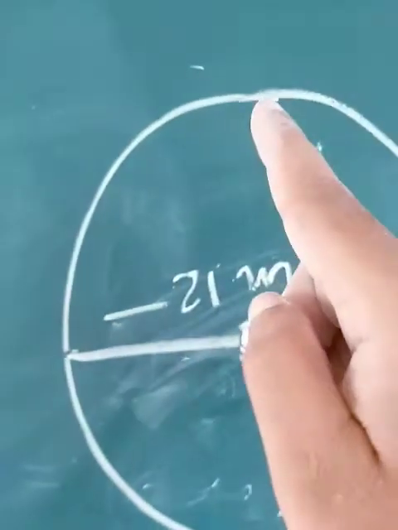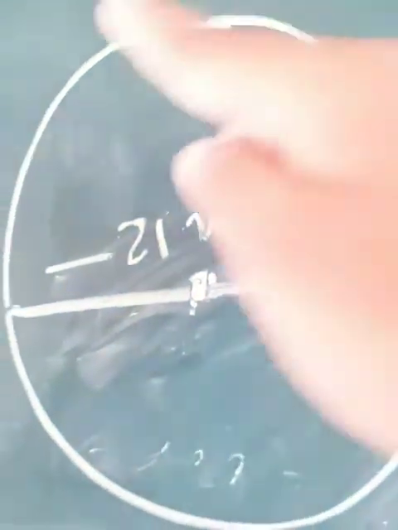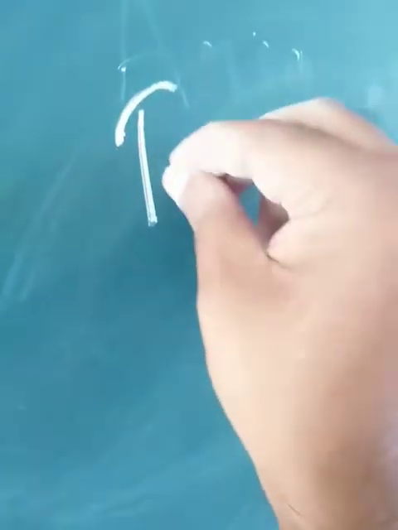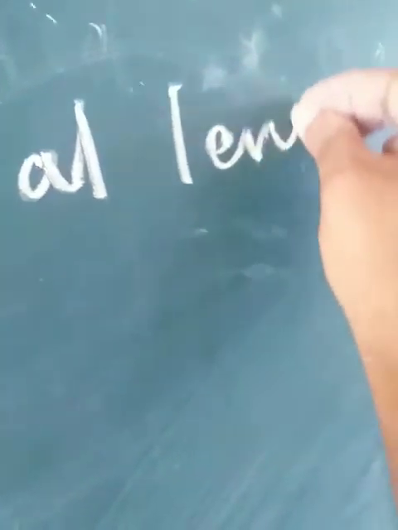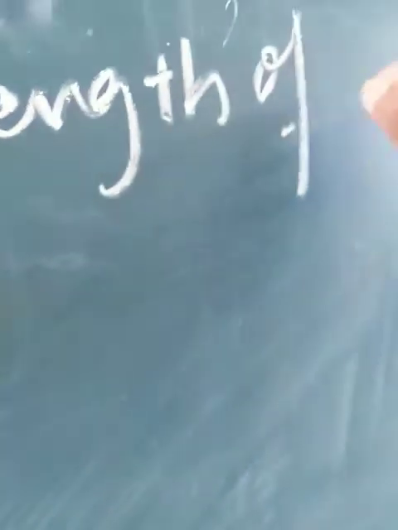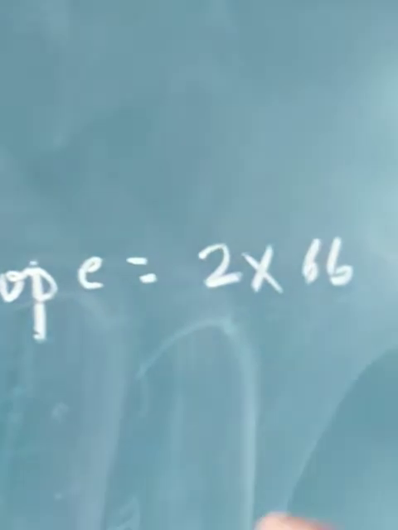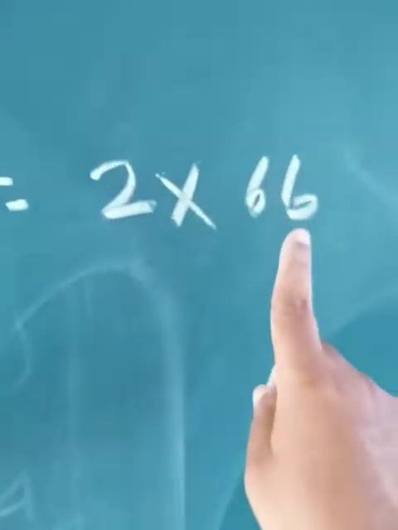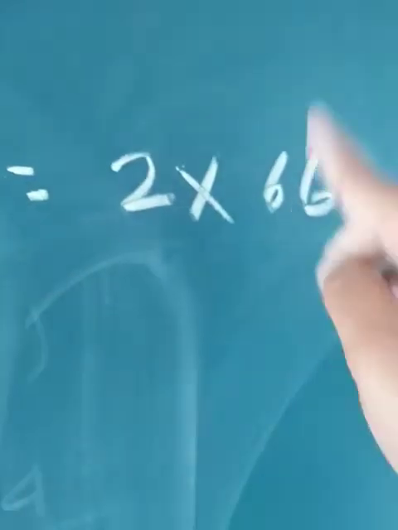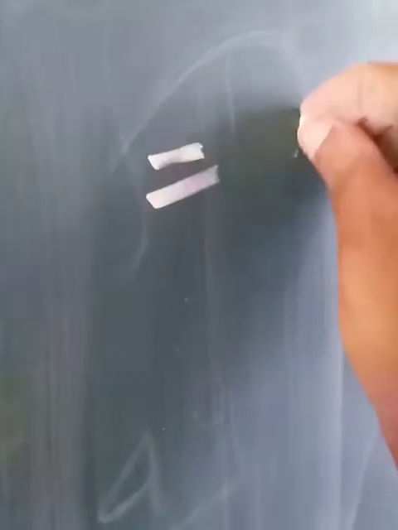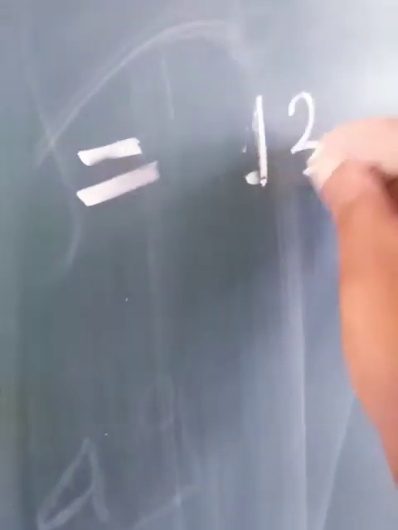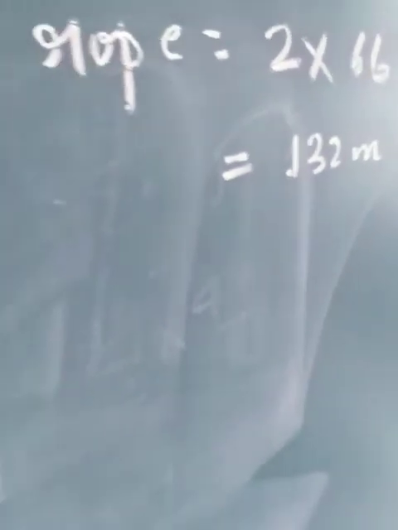But the gardener wants to make it a double round. So what will be the total length now? The total length of rope would be equals to 2 into 66. Okay, because for one round he will need 66 meter. For 2 rounds, how many meters he will need? He will need 132 meter.